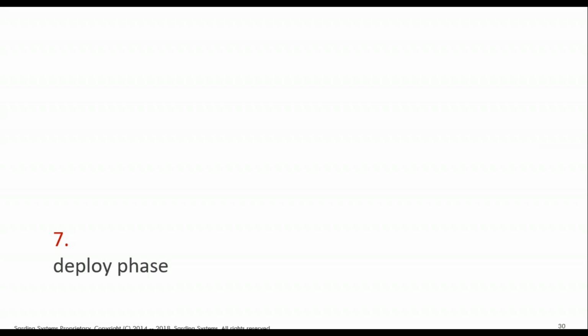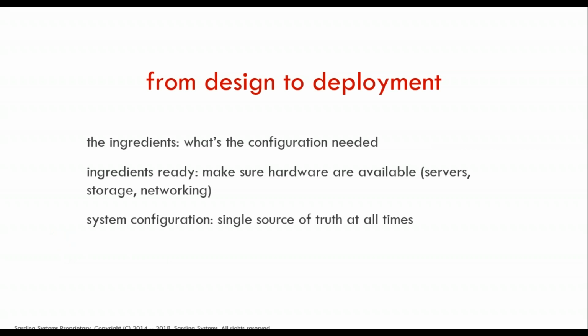So from there on, looking at the deploy phase, as we enter deployment, first we need to know what are the ingredients, what's the configuration needed, and making sure that the ingredients for the system is ready. The hardware are all available, server, storage, networking, and it's crucial that we have a single source of truth for the full system configuration.